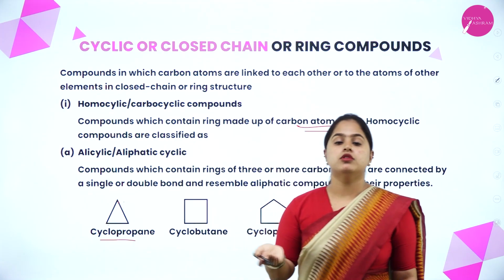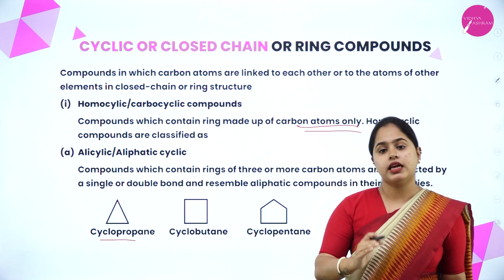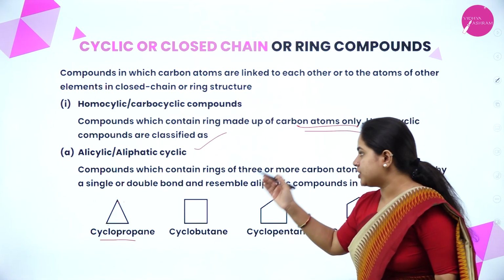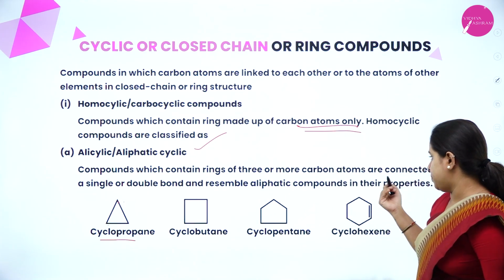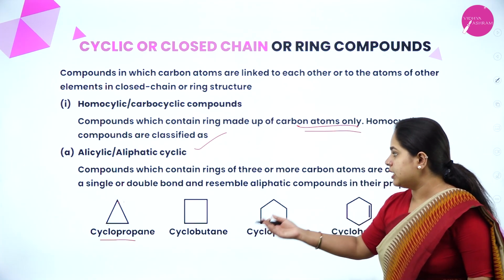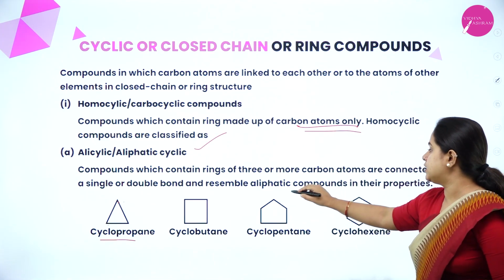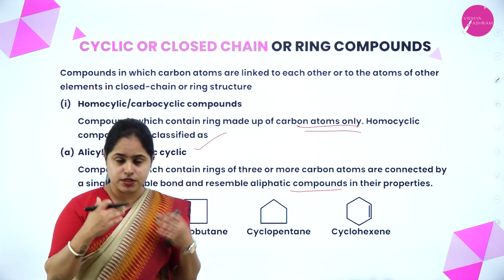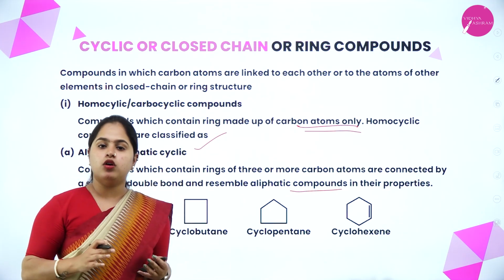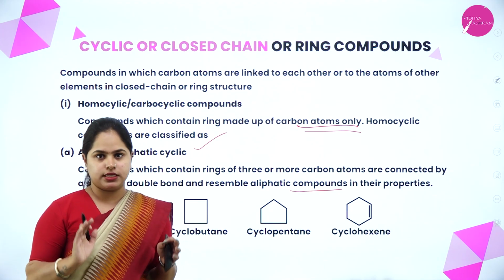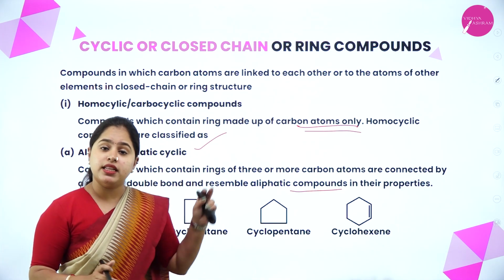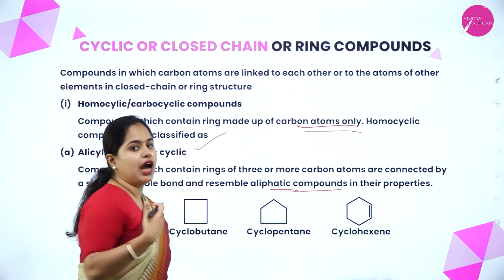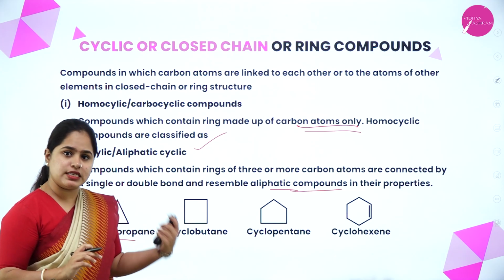And now homocyclic compounds are further classified into alicyclic and aromatic, right? So the first one is alicyclic compounds. These are compounds which contain rings of 3 or more carbon atoms connected by single or double bonds and resemble aliphatic compounds in their properties. It comes under homocyclic, which means they also do not have any other atoms present in their ring structure. But why are they called alicyclic? Because they have properties similar to the aliphatic compounds. So such compounds are called alicyclic compounds.